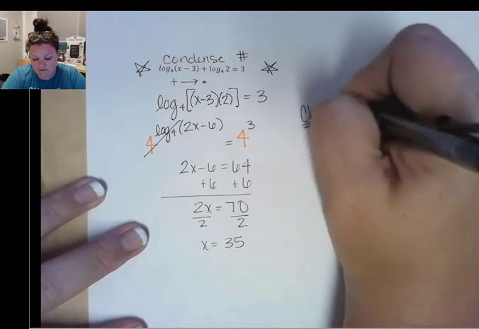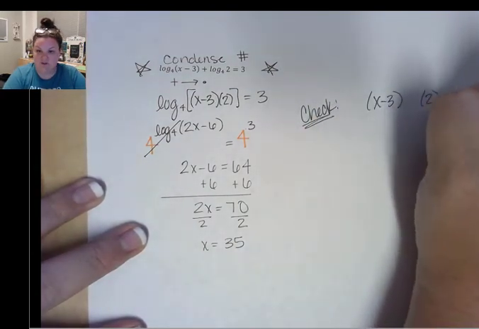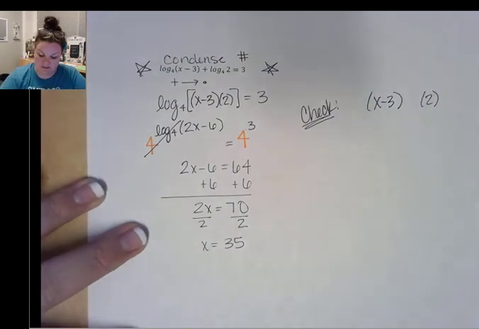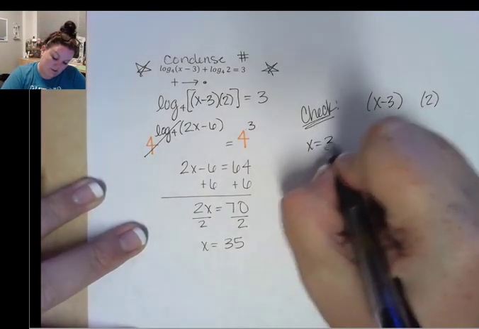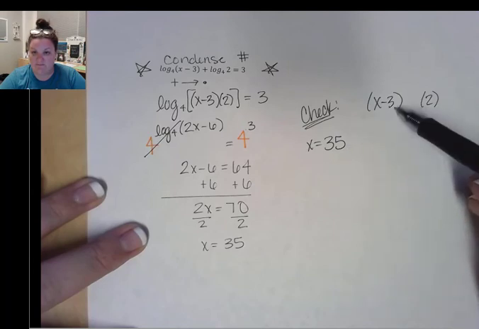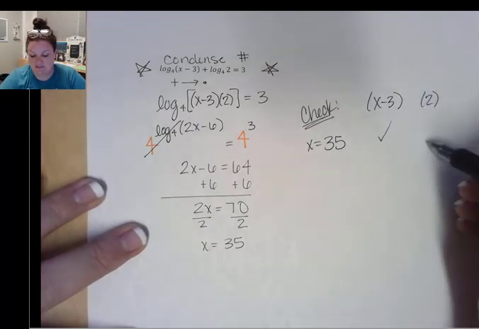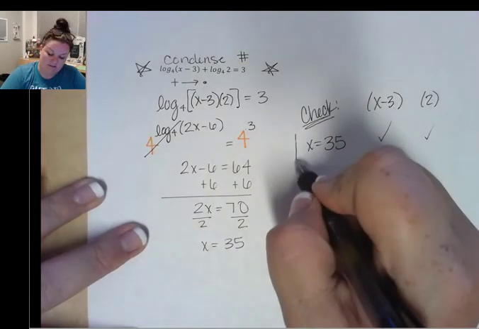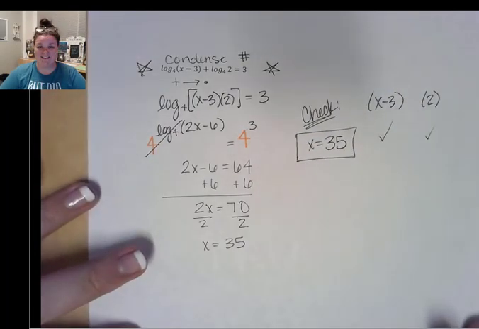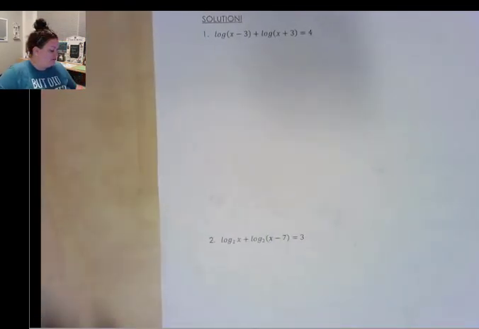Okay, I have 2 inside values. I have x minus 3 and I have 2, which doesn't really matter. It's not going to be changing, but I do need to make sure that 35 does not make either of those become a 0 or a negative. So if I do 35 minus 3, that's not going to give me a 0 or a negative. And then 2 is not going to change from 2. So my answer is 35. Okay? All right. So there are, I believe, 3 for y'all to try.